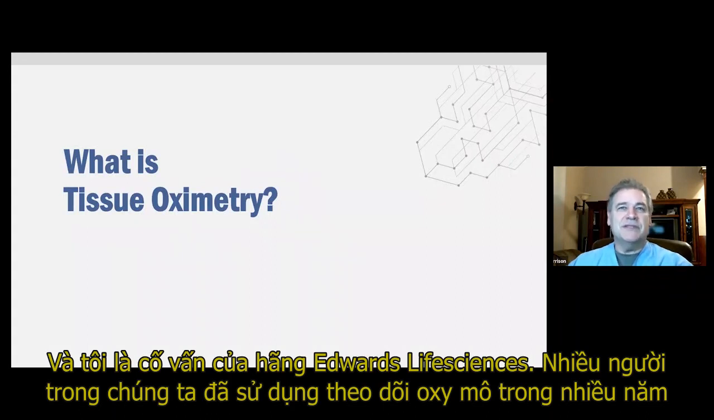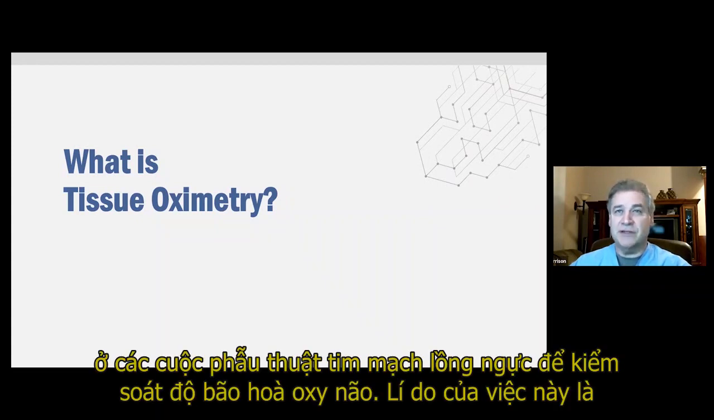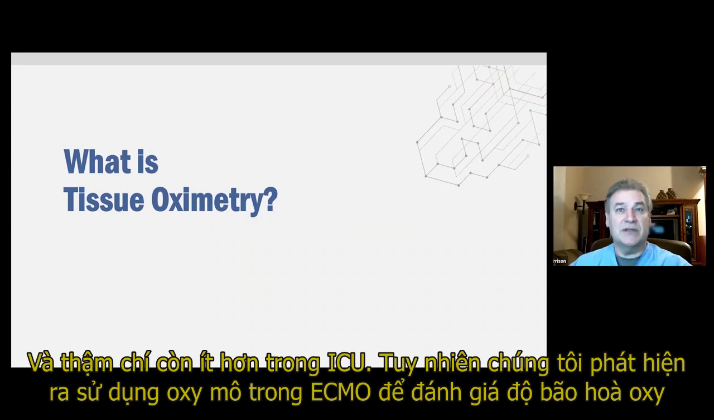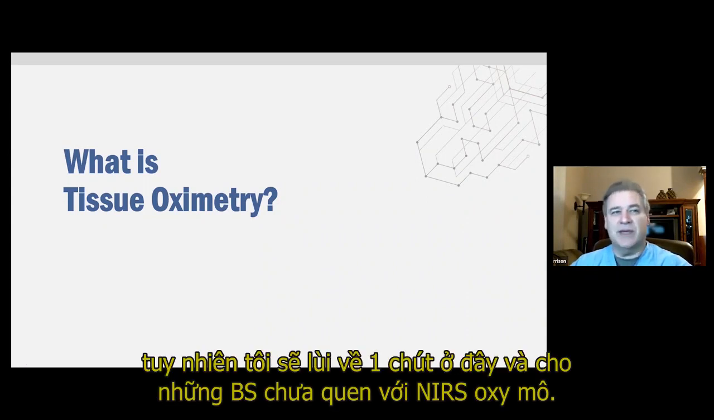So many of us have been using tissue oximetry monitoring for a number of years during cardiothoracic surgery to interrogate cerebral oxygen saturation. The rationale being that as clinicians, we are tasked with continuously evaluating the effectiveness of the intervention we are providing. But it is less often that tissue oximetry is used outside the cardiac surgery suite, and even less so in the intensive care unit. However, we have found that utilizing tissue oximetry during ECMO to evaluate oxygen saturations in the vascular beds of cerebral and skeletal tissue provides us with a more comprehensive picture of the total oxygen supply-demand balance.